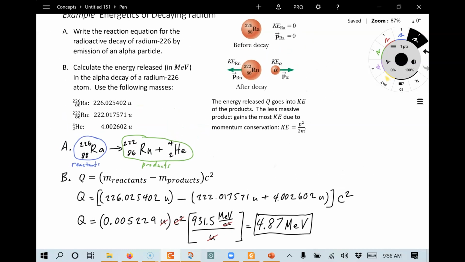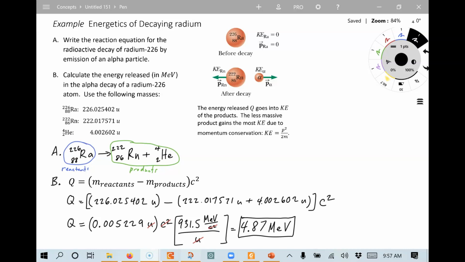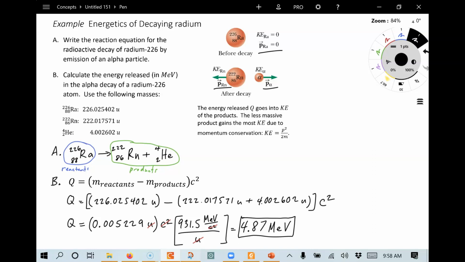Now it's interesting to ask what happens to that energy. Typically it goes into kinetic energy of the products. So the radon and the alpha particle come blasting out with lots of kinetic energy. Interestingly, in this reaction, the momentum has also got to be conserved. And it turns out that because of that, if we write the kinetic energy in terms of the momentum, we'll see that the particle with the smallest amount of mass is going to end up having the greatest kinetic energy. It's going to be ejected out at a very high speed.